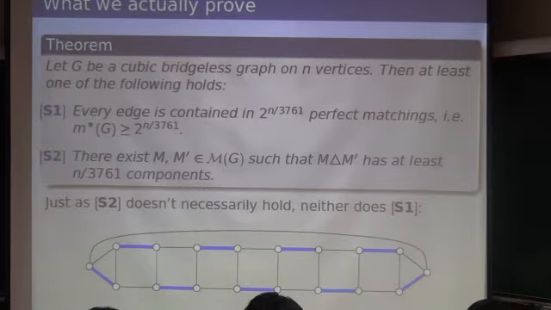And I already showed you that because of the girth construction, we don't necessarily have S2 holding. And this graph that I already showed you tells us that S1 doesn't necessarily hold either. So if you insist that this diagonal edge here is actually in the perfect matching, then you're forced to take this one, and then this one, this one, this one, this one. And so this edge is only in one perfect matching. So this is kind of the same problem that's going to arise here.